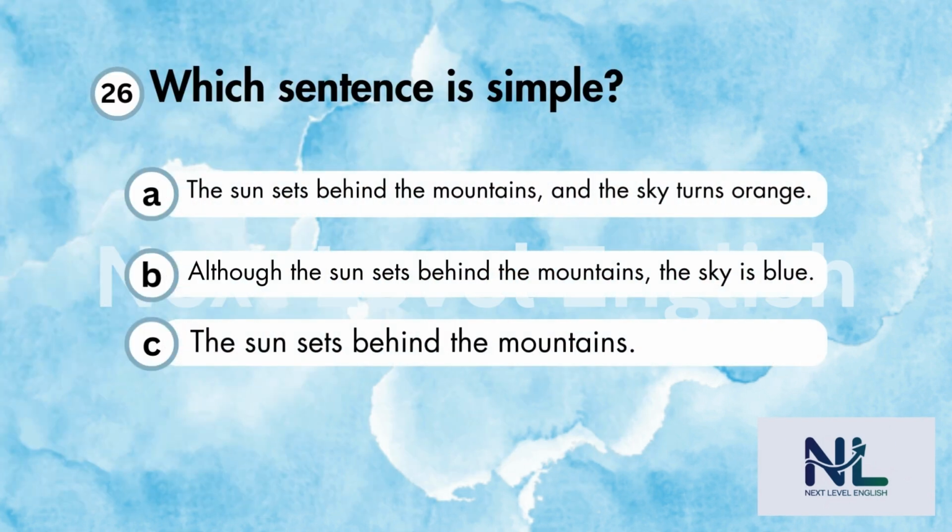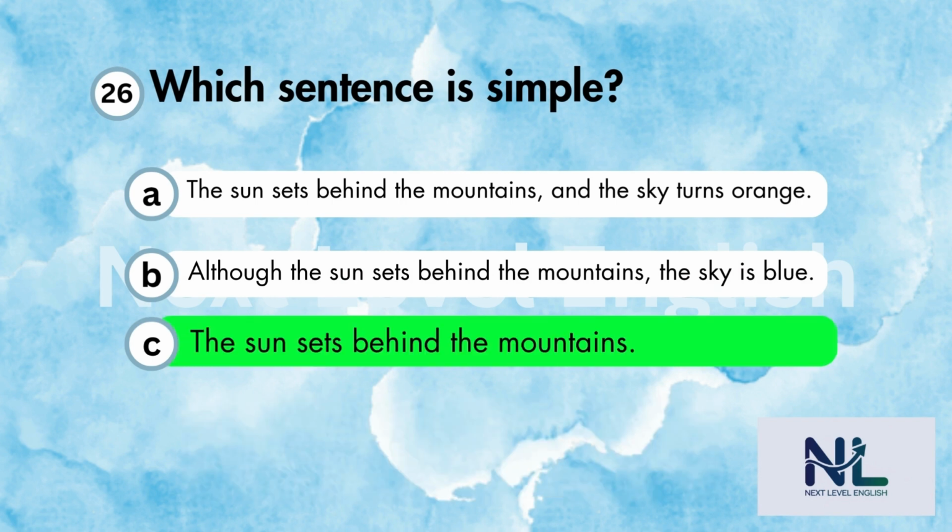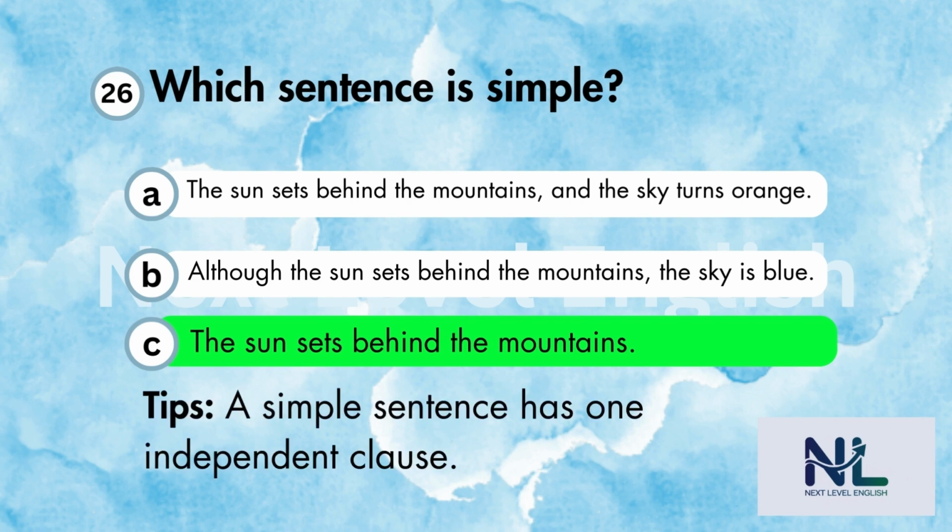26. Which sentence is simple? The sun sets behind the mountains. Tips: a simple sentence has one independent clause.